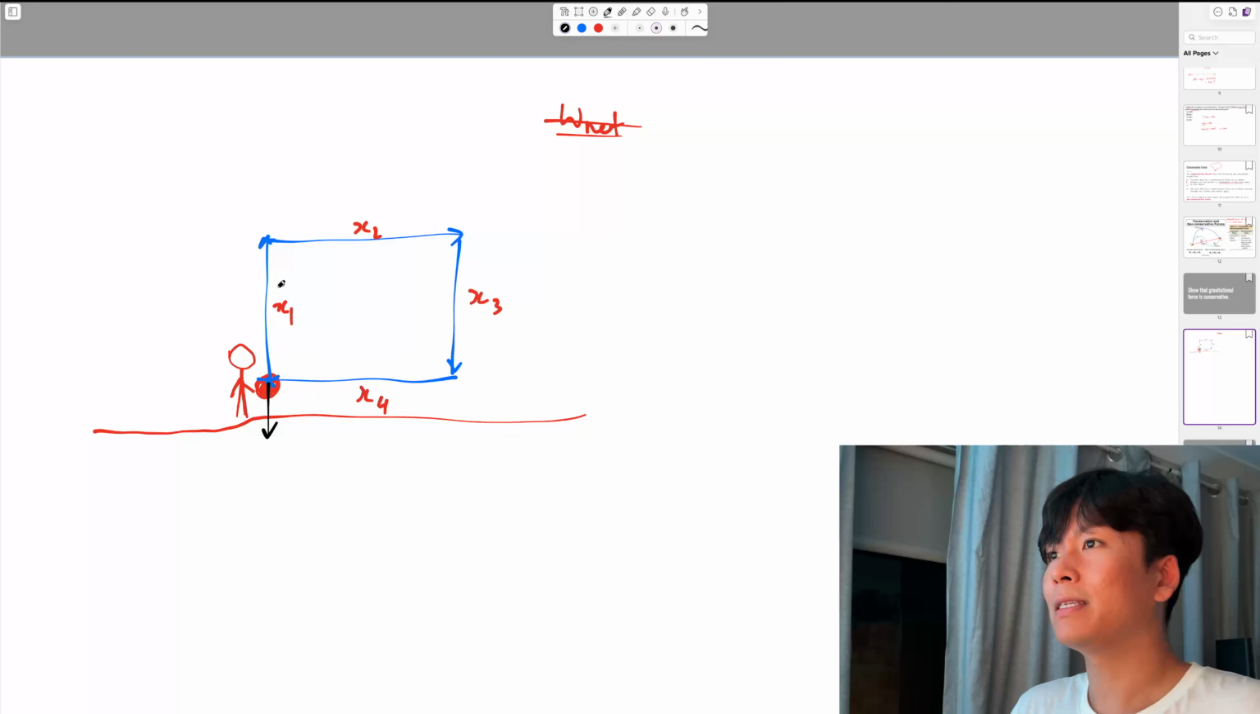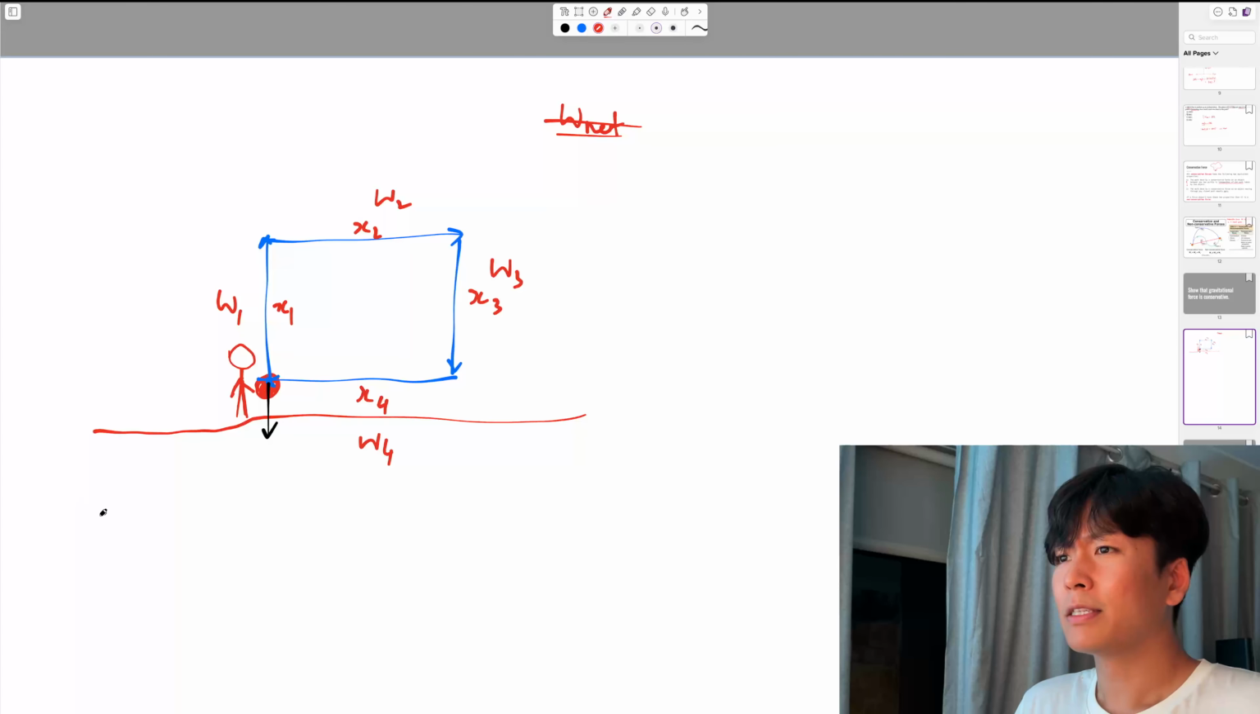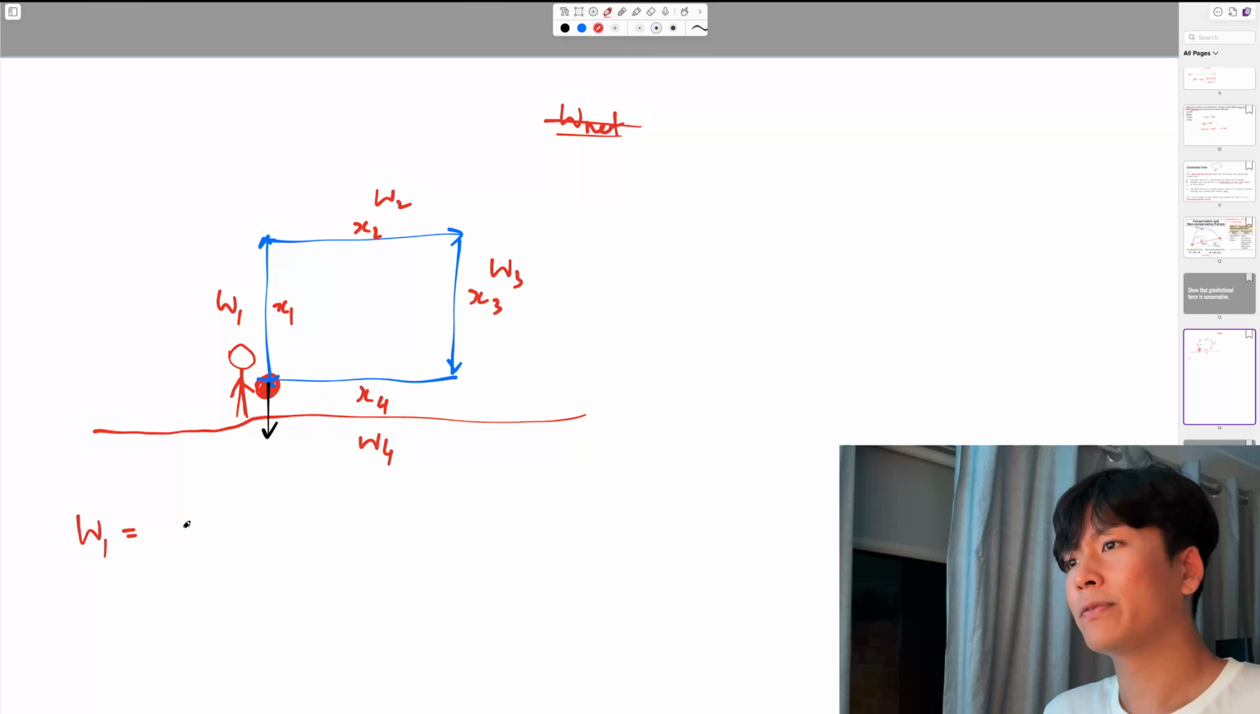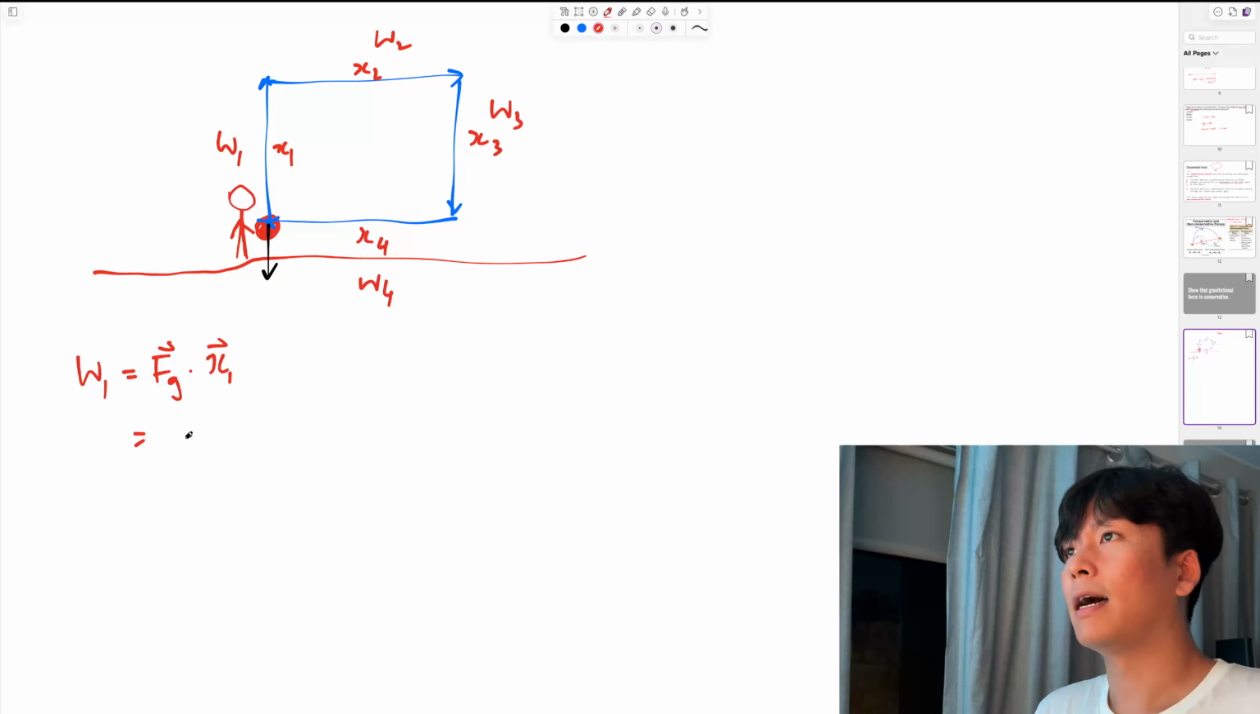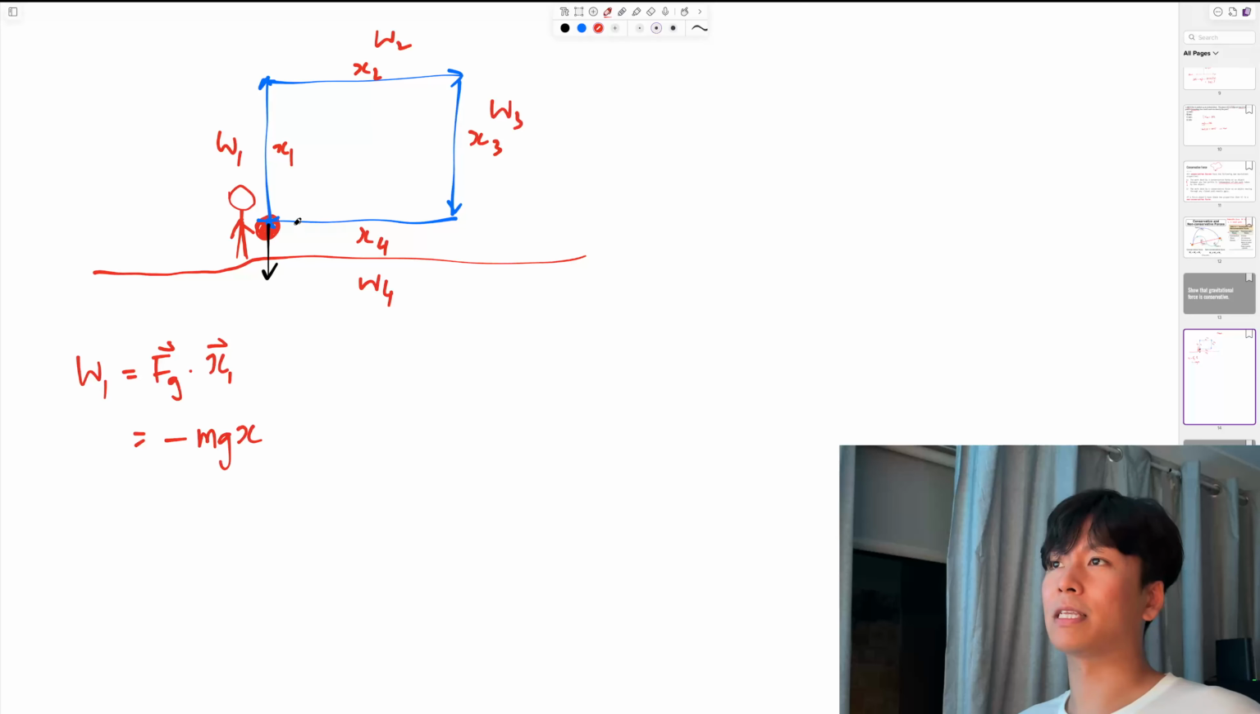No matter where the ball is, gravitational force is always down. So here you can probably see the work done. Let's call this work 1, this is work 2, this is work 3, and this is work 4. So the first leg of the journey, right? My work done by force of gravity is just going to equal Fg dot my displacement, which is x1, and that is going to be equal to minus mgx, because the angle between them is 180 degrees, so that becomes minus mgx.